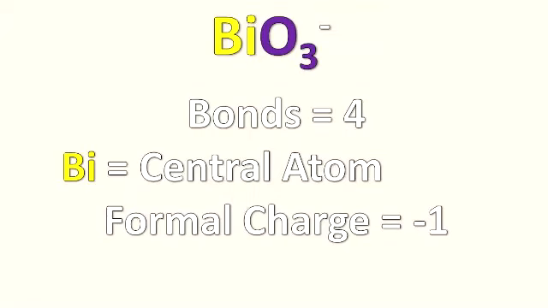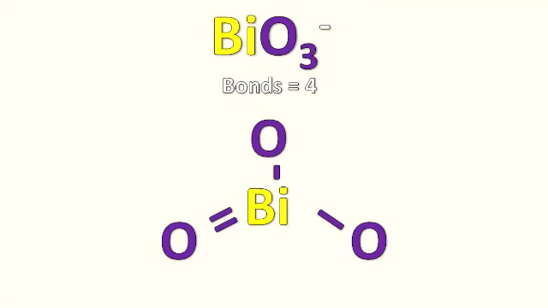For the Lewis dot structure of bismuthate, we have the number of bonds, which is 4, the central atom, which is bismuth, and the formal charge, which is -1. First off, we determine the bonds. Since bismuthate has 4 bonds and the central atom is bismuth, we can put bismuth in the middle, then draw 4 lines connecting bismuth and the 3 oxygen atoms. So we have 1 double bond and 2 single bonds.